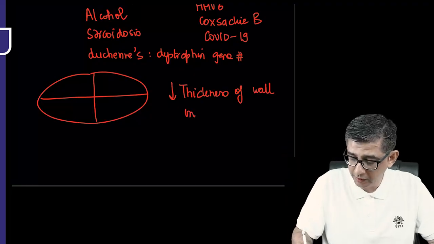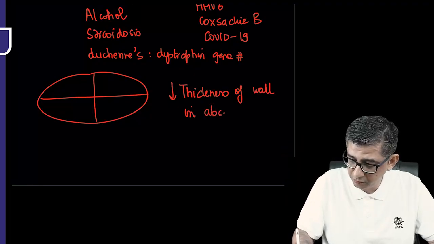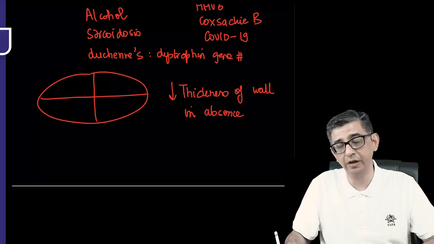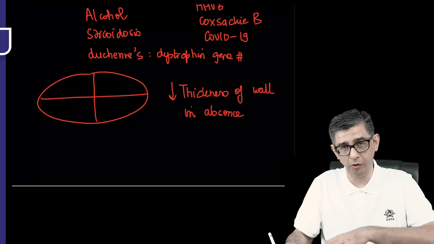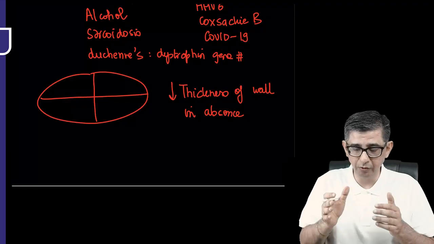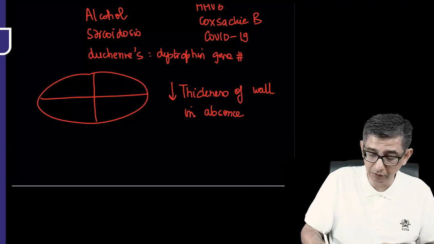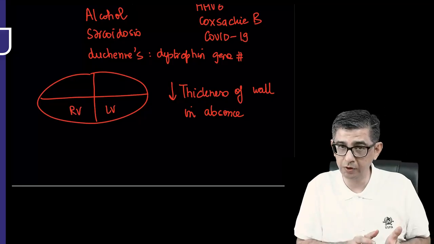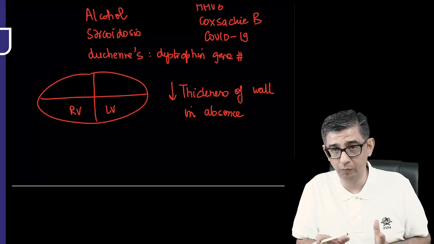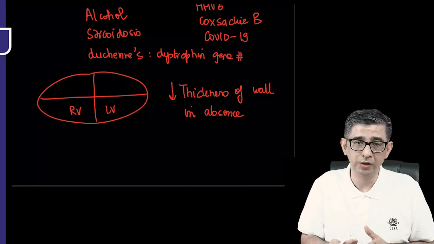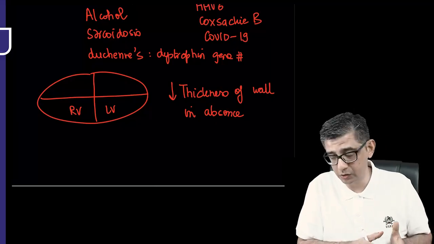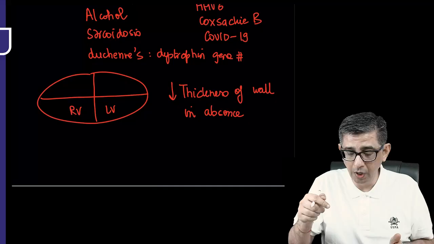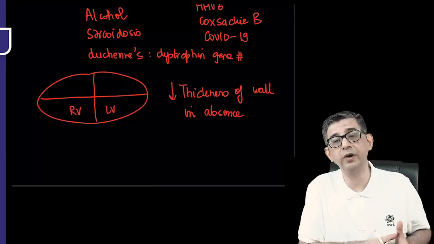The thickness of the wall of the left ventricle and the right ventricle, in fact all the chambers, is involved. But I'm focusing on the ventricles mainly because you have to compare that in the MCQ with hypertrophic, where the ventricular muscle is increased, and with restrictive, where the ventricular muscle mass is normal. Here it is a thinned out, flabby left and right ventricle.